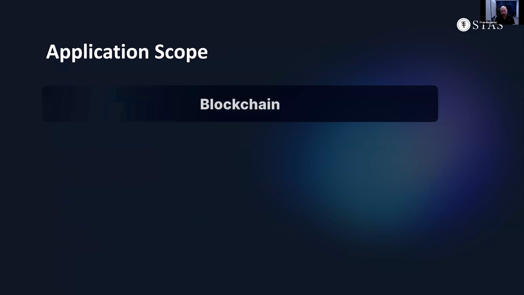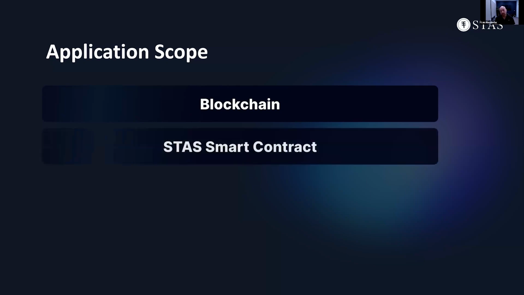I think it's also important to understand the application scope when you're building applications for STAS. Just a quick, brief overview of this. The blockchain, obviously, is going to look after the ownership, the scalability, the security, and also it provides basically the backbone for the tokens themselves. The STAS smart contract is built on the blockchain, so it's actually part of the blockchain, and not, as I mentioned, on another layer.